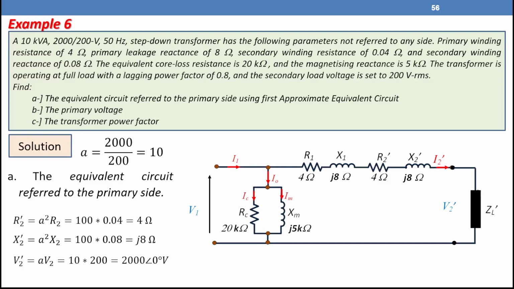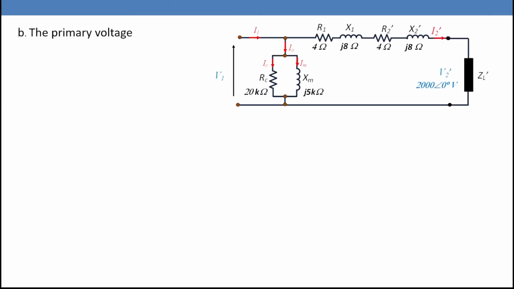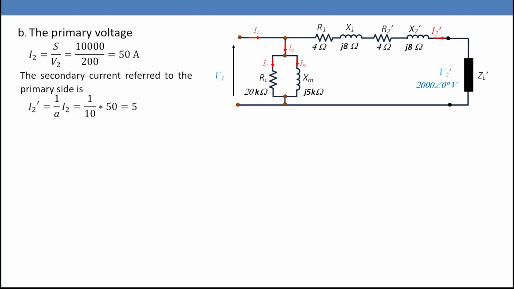We notice now that R1 and jX1, R2 dash and jX2 dash are in series. To calculate the primary voltage, we need the secondary current referred to the primary side. The transformer is operating at full load, so the secondary current is S over V2, which equals 10,000/200 equals 50 ampere. So the secondary current referred to the primary side is I2 dash equals 1 over a times I2, which equals 5 ampere.